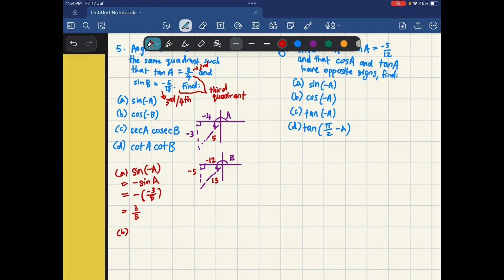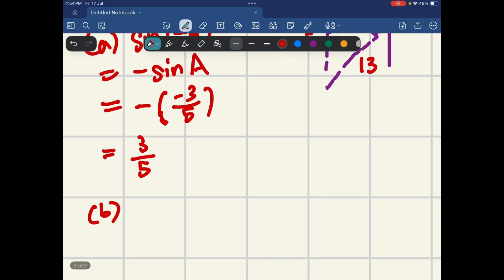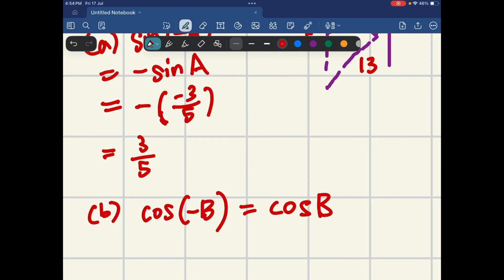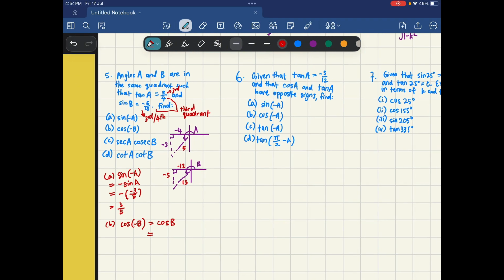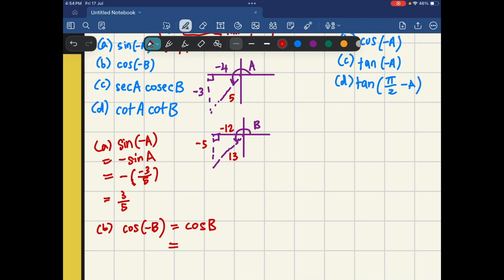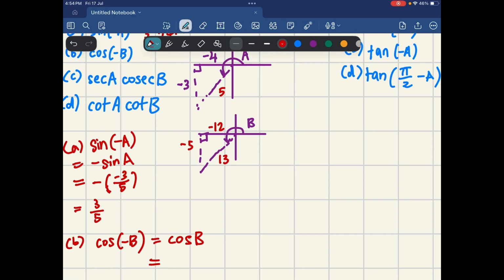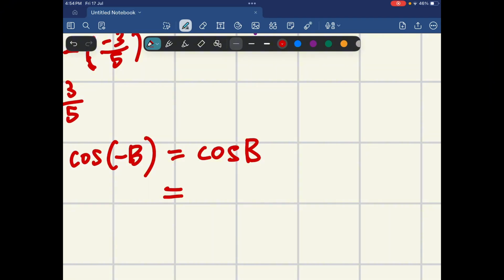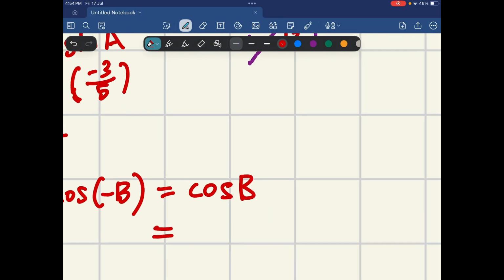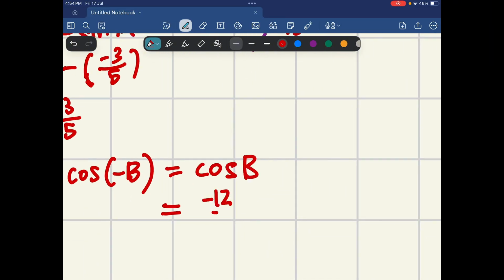B is cosine of minus B, and this actually is just redundant, so it's cosine of B. And cosine of B will be adjacent over hypotenuse. So it'll be minus 12 over 13.